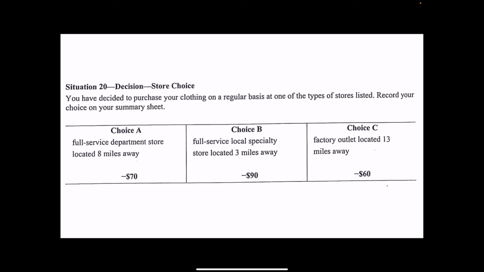Situation 20, decision, store choice. You decided to purchase your clothing on a regular basis at one of the types of stores listed below. Record your choice on the summary sheet. Did you choose A, a full-service department store located 8 miles away? B, a full-service local specialty store, which specializes in certain items? Or C, a factory outlet mall located 13 miles away? So on your store choice, choose A, B, or C, and choose the dollar amount, the negative dollar amount, and subtract that from your balance.